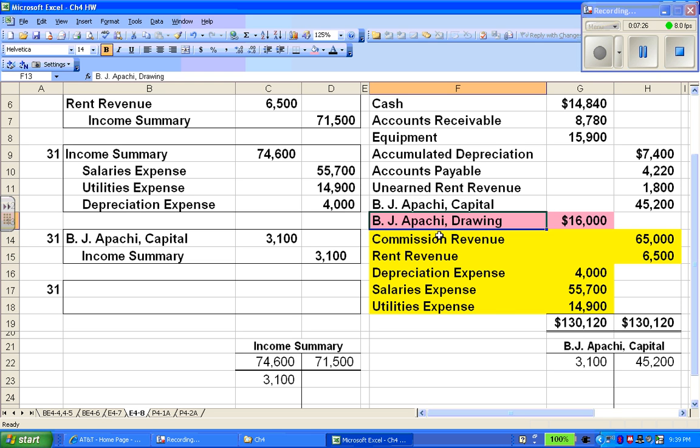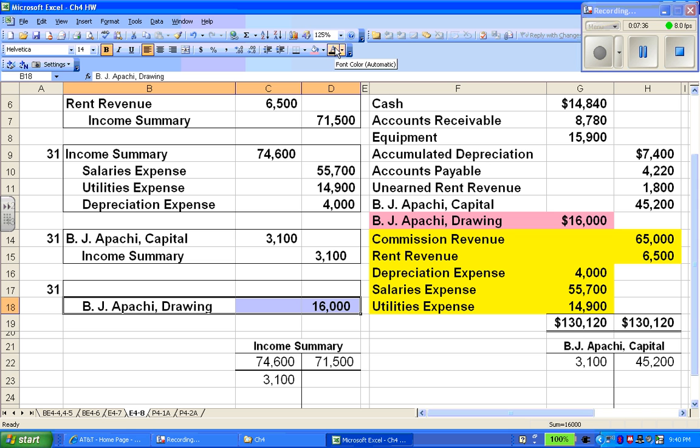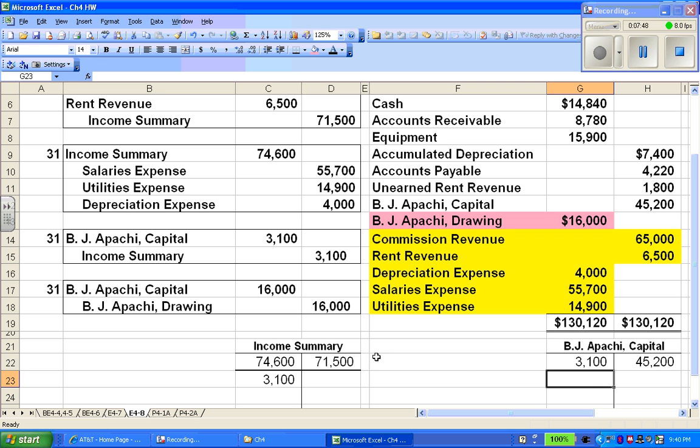We'll close that account out to the capital account. And so my drawing account has a debit of 16,000. So in order to close that out, that means I have to credit it by 16,000. And then the account that I'm going to debit will be the capital account. Same amount, 16,000. So I'll post that here to the capital account. I'm going to show the debit of 16,000.